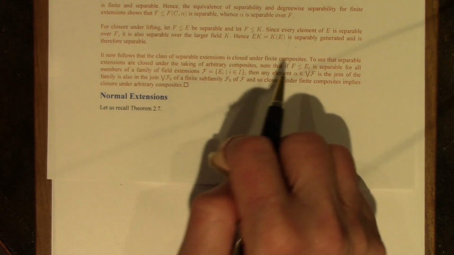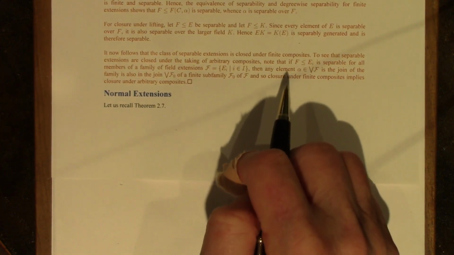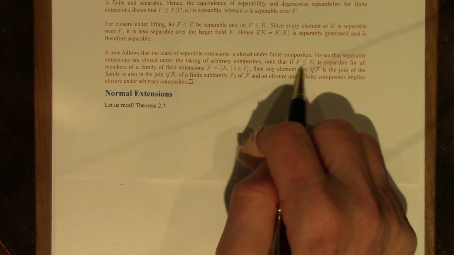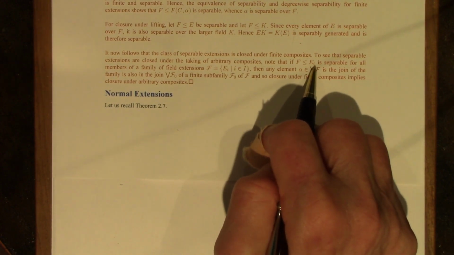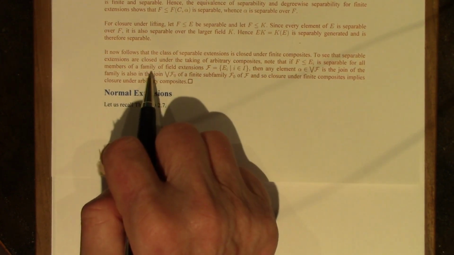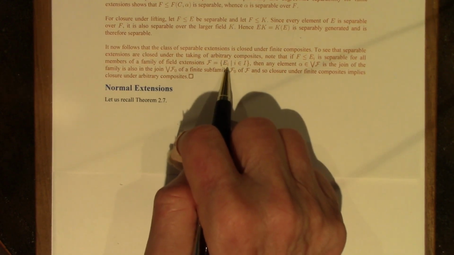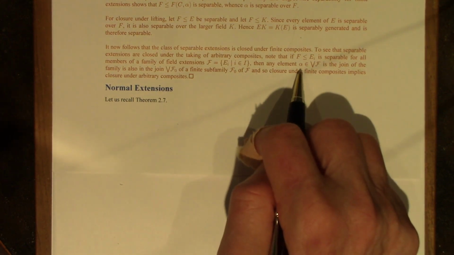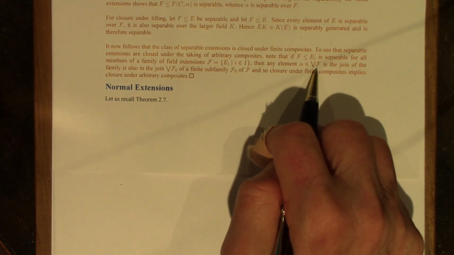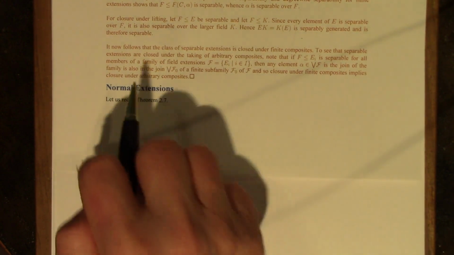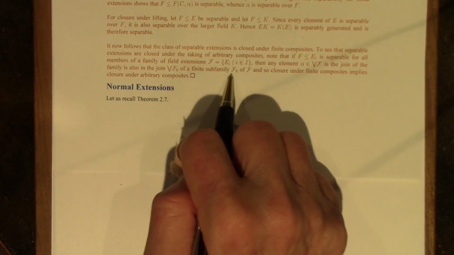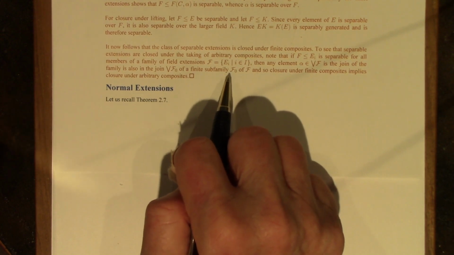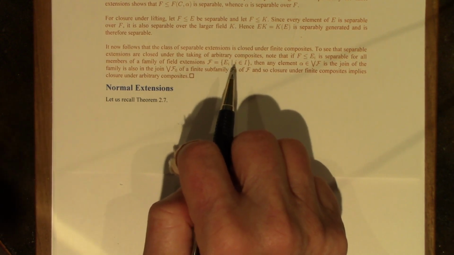To see that they're closed under the taking of arbitrary composites, suppose that E_i over F is separable for all members of a family of field extensions. Then any element alpha in the join of the family is in the join of a finite subfamily, F0 of F. And so closure under finite composites implies closure under arbitrary composites.